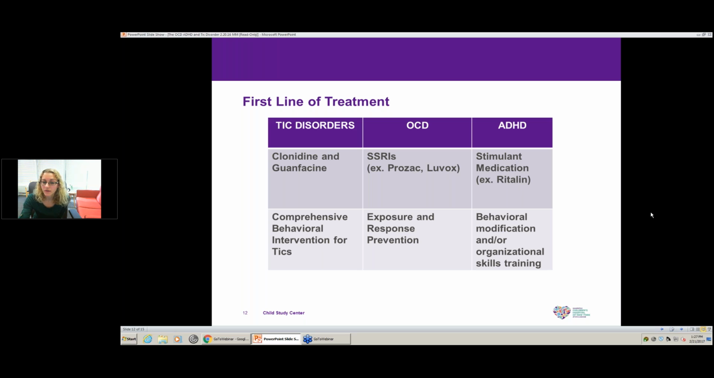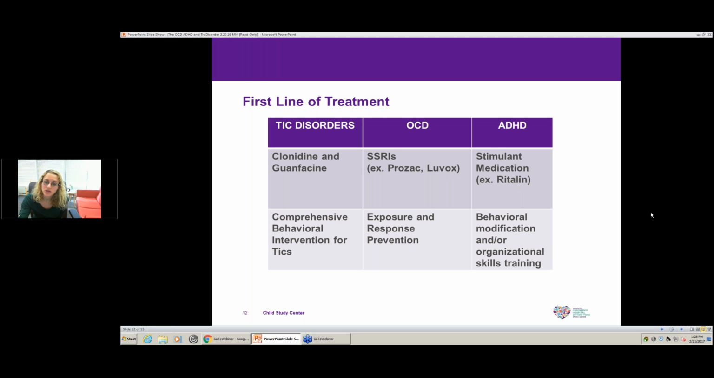We do have also a behavioral intervention called comprehensive behavioral intervention for tics that reduces or eliminates the tics that are present at the time that the child or adult is seeing the therapist, and also teaches skills of how to treat and reduce tics that come up in the future.